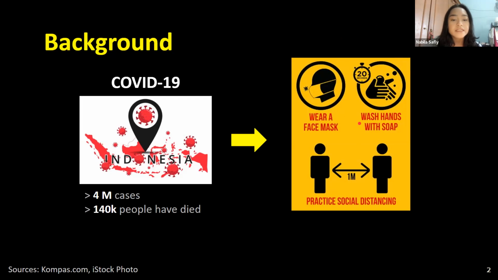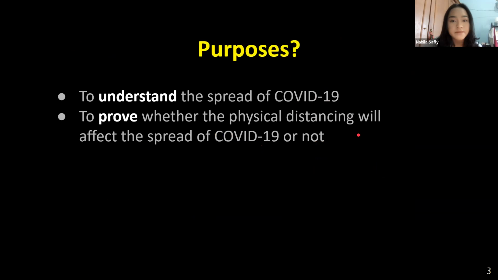Historically, social distancing was also used interchangeably to indicate physical distancing. However, social distancing is a strategy distinct from physical distancing behavior. Basically, this research aims to understand the spread of COVID-19 disease and also to prove whether physical distancing will affect the spread of COVID-19 or not. And I hope that the result can help the government to improve their policies to reduce the spread of COVID-19 in the future.